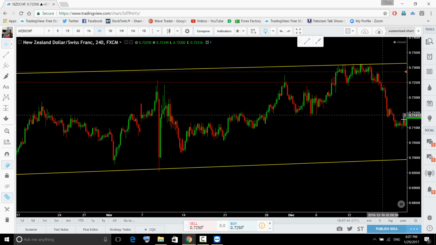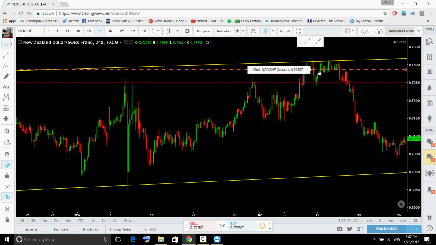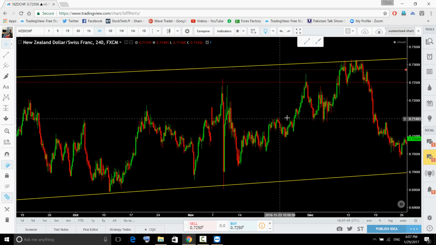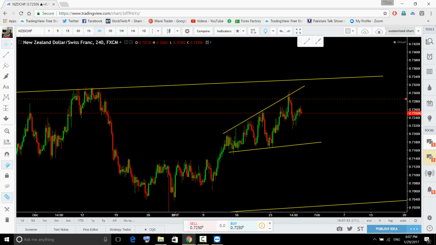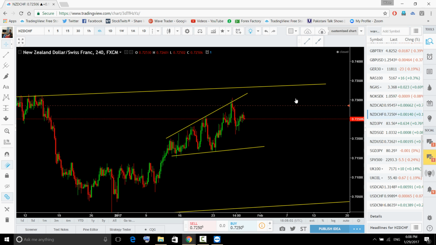Maybe I didn't post that idea, but some of you guys remember that I shared it in the group. Okay, so we are hitting the top again, so we are looking to short again. These trades are high probability trades.